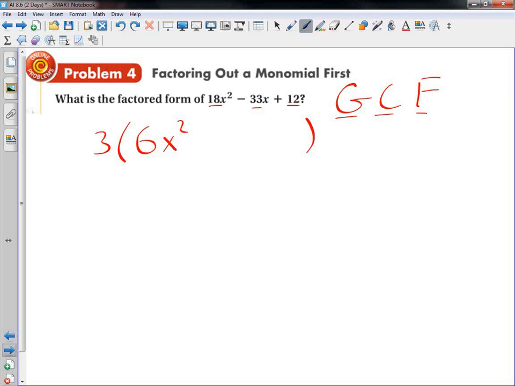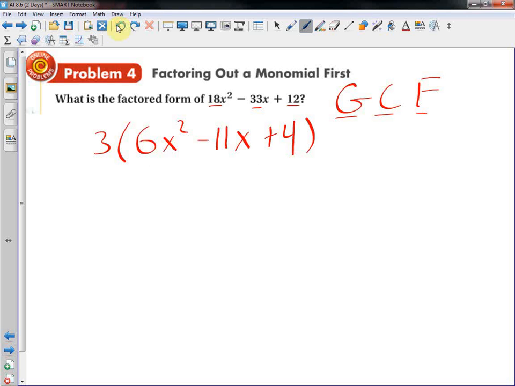3 times 6 is 18, 3 times negative 11 is negative 33, and 3 times 4 is 12. Now, this 3 is just going to take a free ride all the way to the answer. I have a set of smaller, more reasonable numbers here to work with to do my factoring.